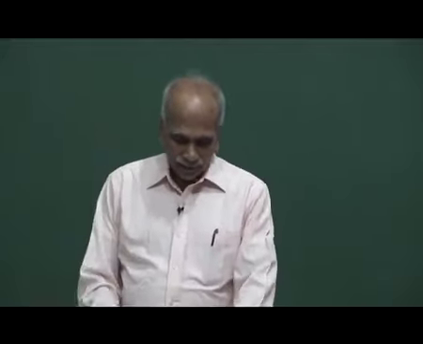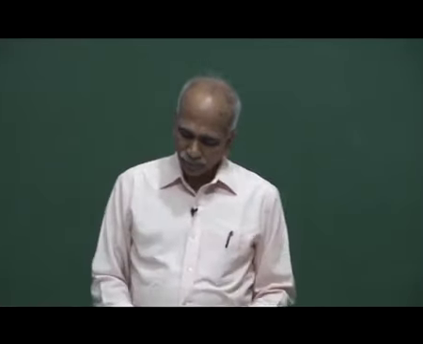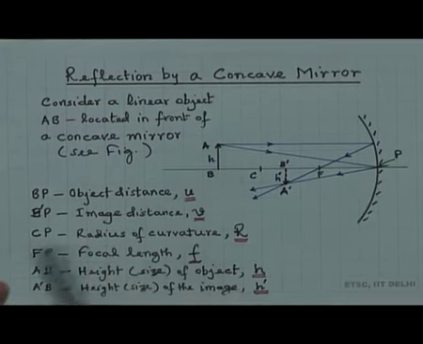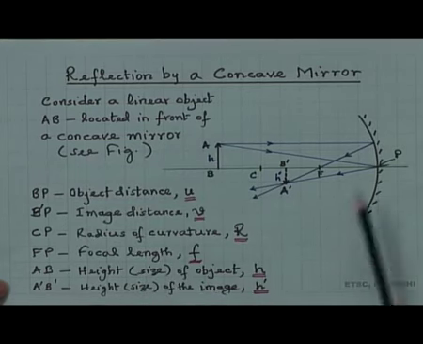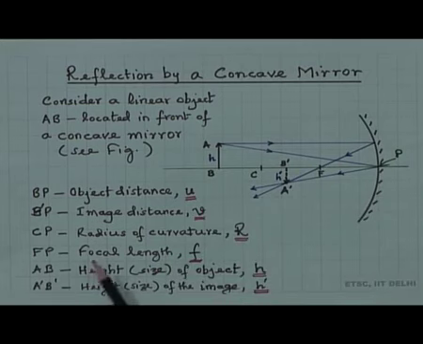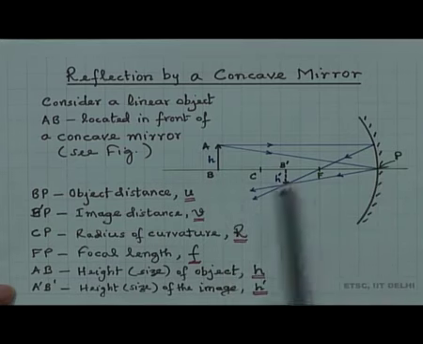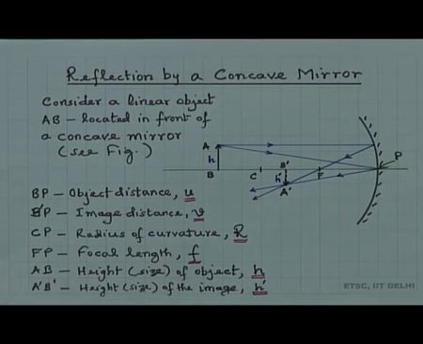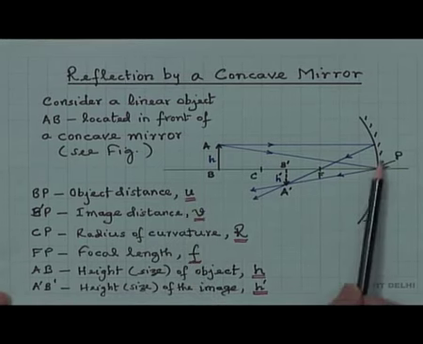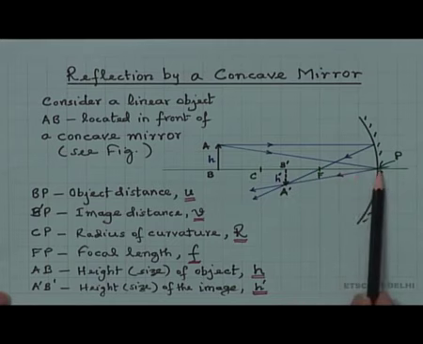So let us analytically discuss the formation of the image by reflection from a concave mirror. As before, consider a linear object AB located in front of a concave mirror, as shown in the figure. I will try to draw this figure several times in the next few slides. BP is the distance where the object is located from the mirror, and therefore it is called the object distance, normally designated by small u. The image is formed at A dash B dash, which is here, and this distance B dash P is called the image distance and denoted by v.